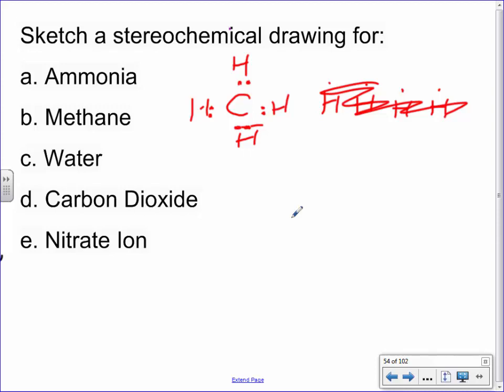Sometimes you can have trigonal planar, which goes in 3 directions and is flat. Those usually have a double bond in it. But if it goes in 3 directions and has a lone pair, it's trigonal pyramid. Okay. Anyways, this one's tetrahedral.